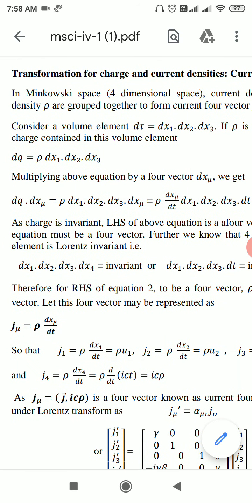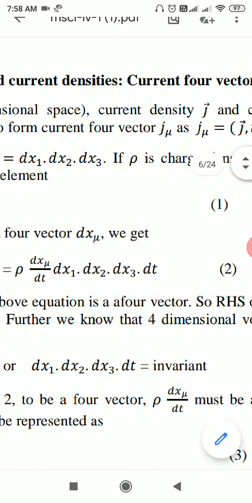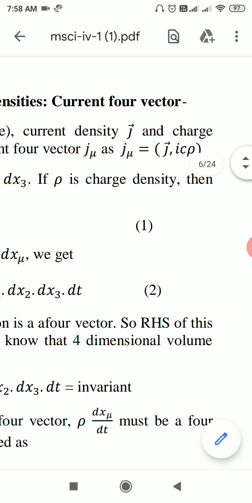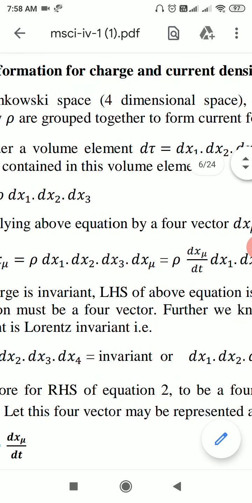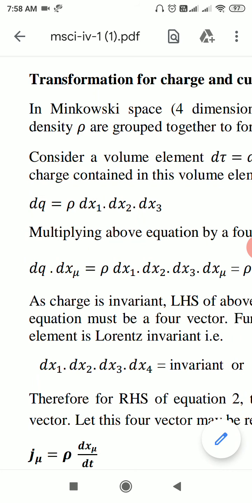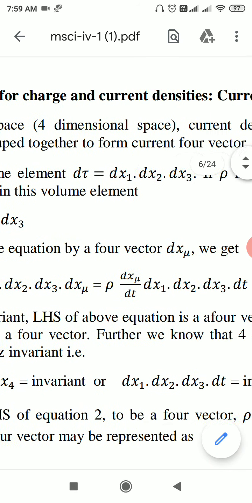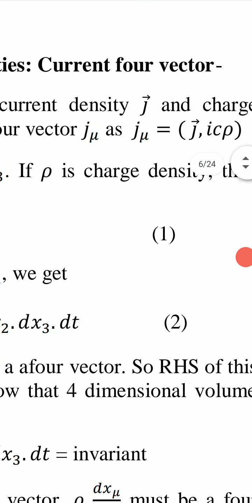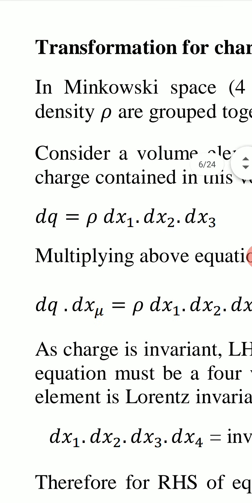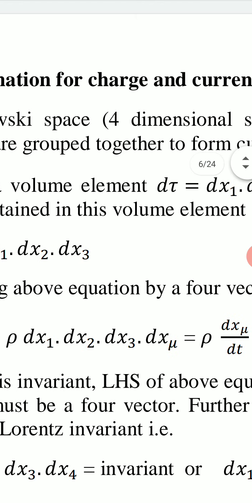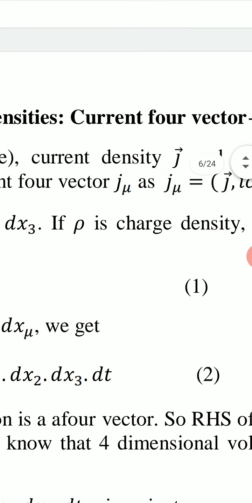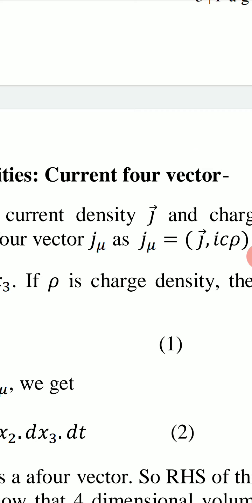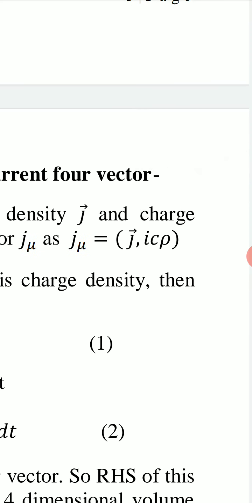Transformation of charge and current densities. Current 4 vector. In Minkowski space, which is 4-dimensional space, current density J and charge density rho are grouped together to form the current 4 vector J mu, as J mu equal to J vector and iC rho.